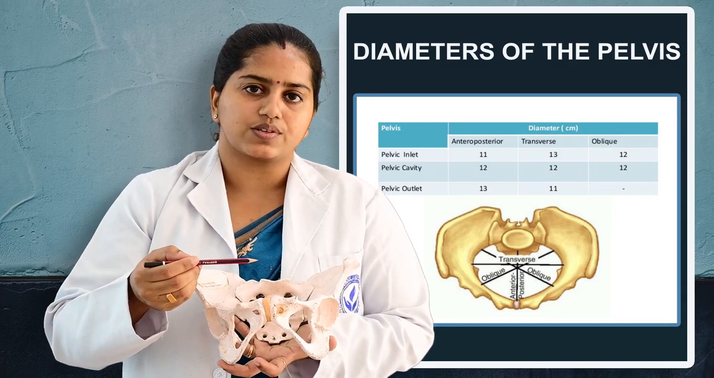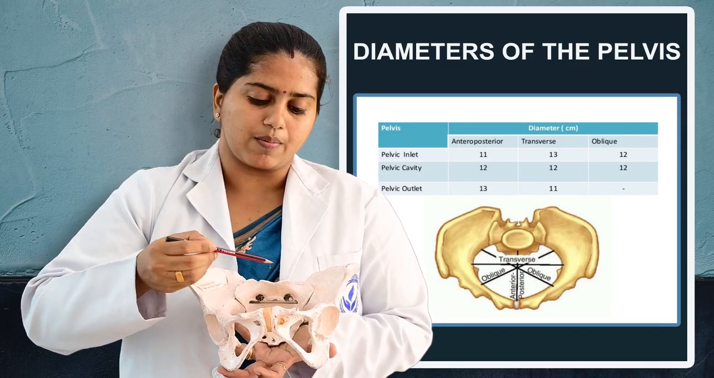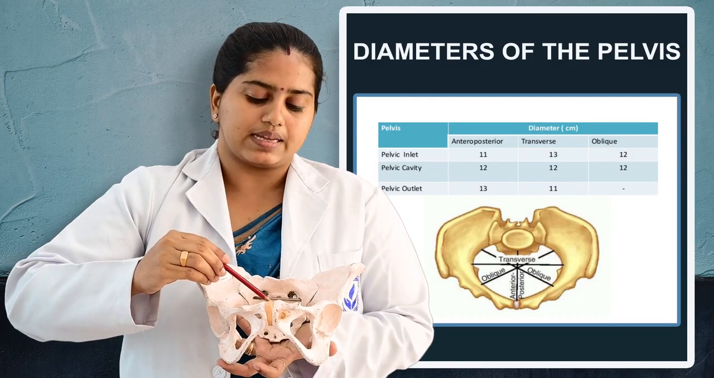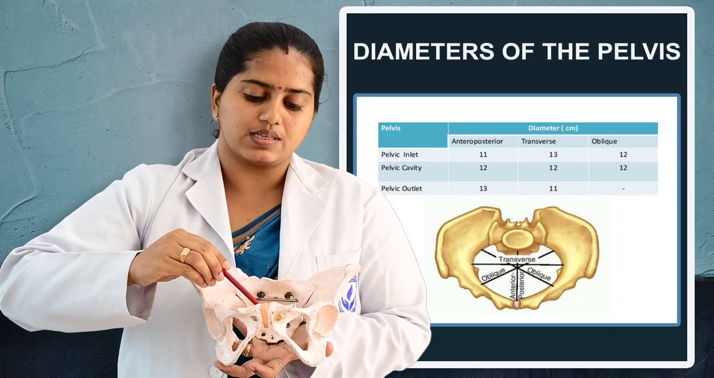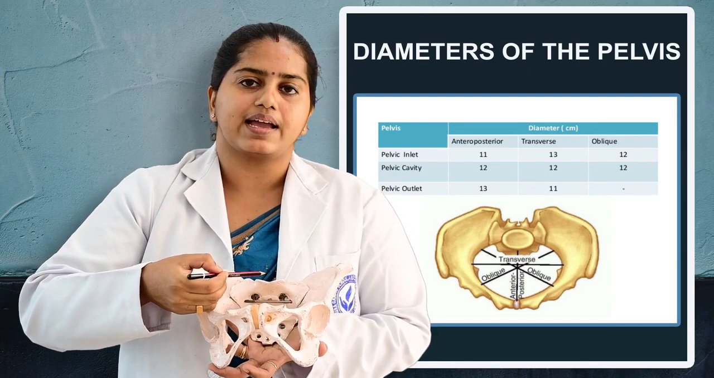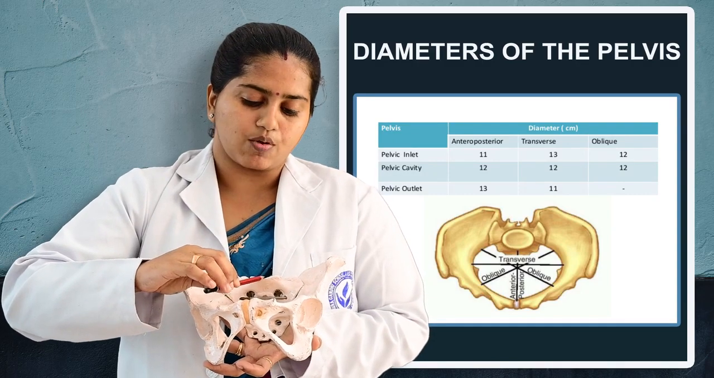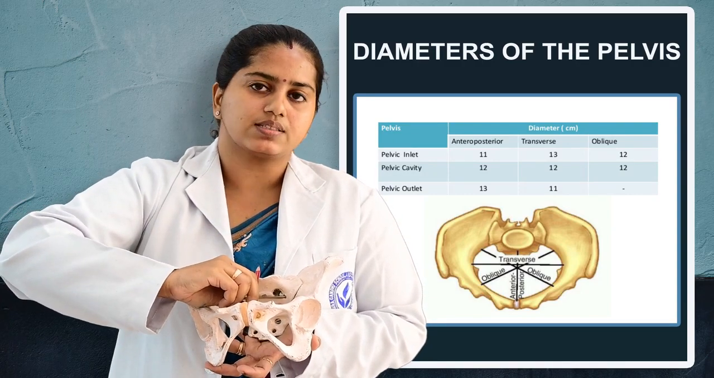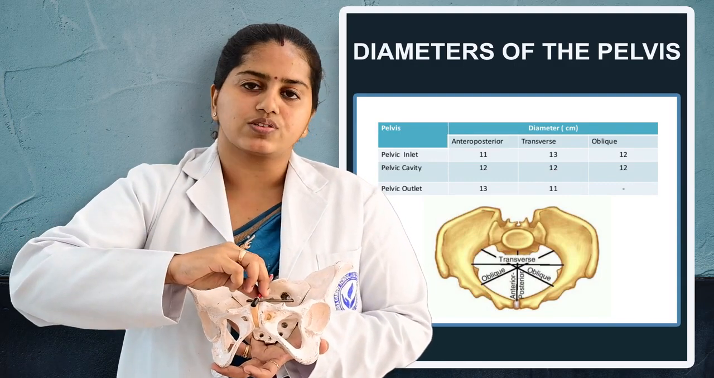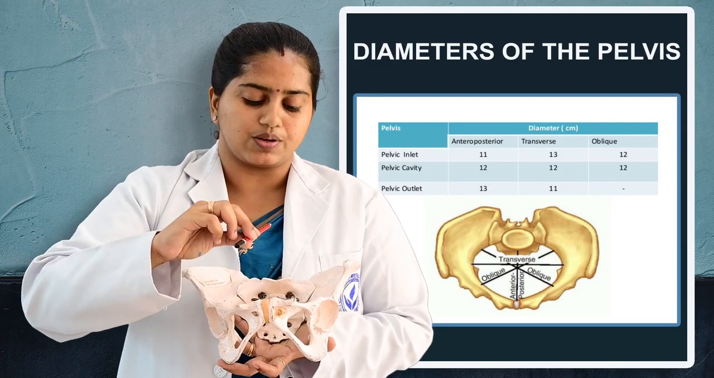Then next is the obstetrical conjugate. It runs from the upper border of the sacral promontory to the midway point of the symphysis pubis, about 1.25 centimeters below its upper border, and it is 10 centimeters. Then the diagonal conjugate runs from the upper border of the sacral promontory to the lower border of the symphysis pubis, 12 cm. You can remember that the anteroposterior diameter of the pelvic brim is 11 cm.